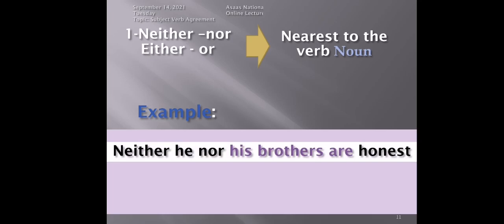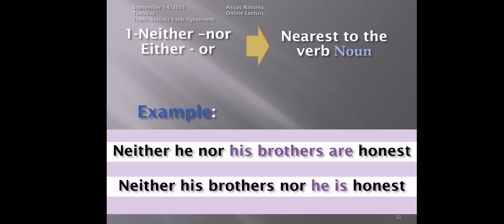Let's see the examples. Neither he nor his brothers are honest. Are is the verb, and he and his brothers are the subject. But his brothers is nearest to the verb are, therefore are will be used. You can't say neither he or nor his brothers is honest. That will be wrong, because his brothers is closer to the verb are. So are will be the correct one.